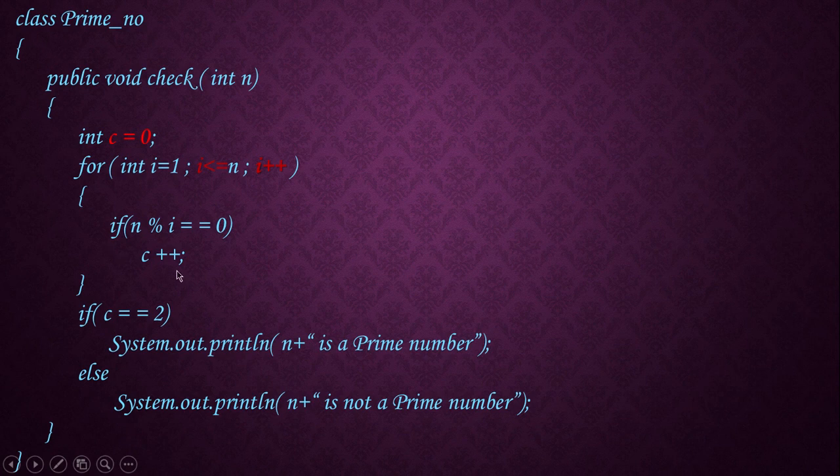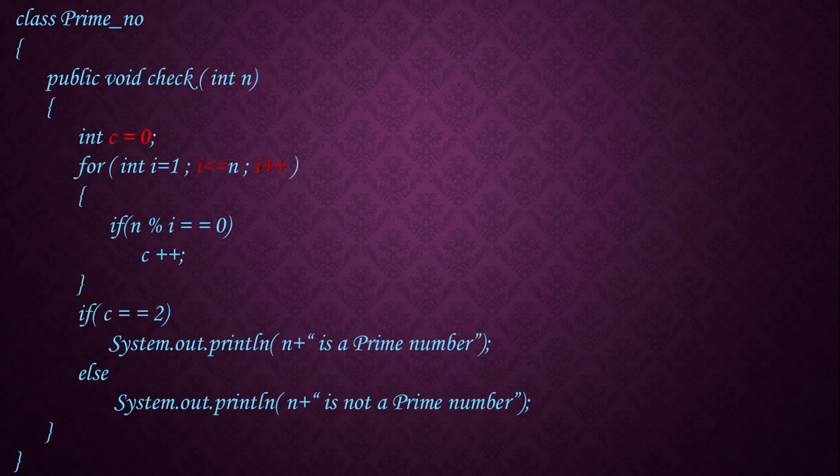Next, what do you understand by a factor? Factor means the remainder will come 0. So if my remainder comes 0, that means i is my factor, and hence I am incrementing the factor count. So my loop ends. After I get all the factors, if my factor count comes 2, then I can say it is a prime number, otherwise it is a composite or not a prime number.